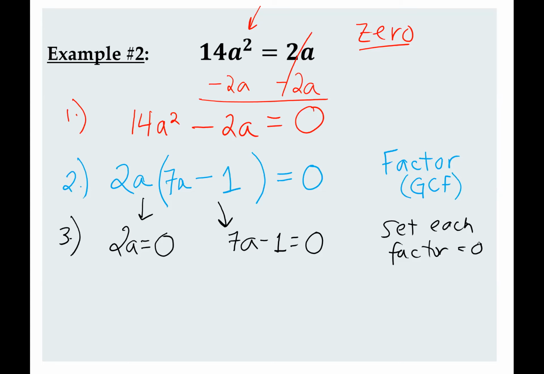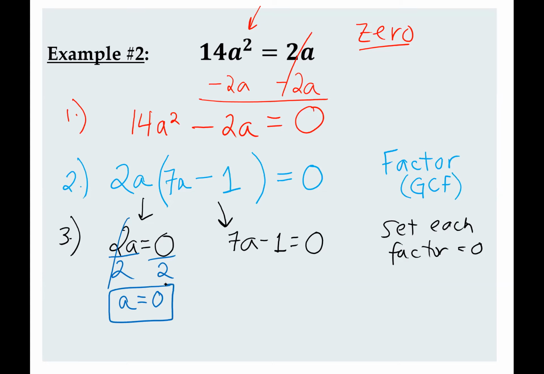Just checking my notes here. I think we're good so far. So we had 2a parentheses 7a minus 1. 2a is a factor that we set equal to 0, and then 7a minus 1 is another factor equal to 0. Now we solve for a. There's 2 equations, so we will expect to get 2 answers. All right, so let's go with the first equation, 2a equals 0. If we solve for a here, let's divide both sides by 2. 2a divided by 2 cancels out to just a. 0 divided by 2 is 0.